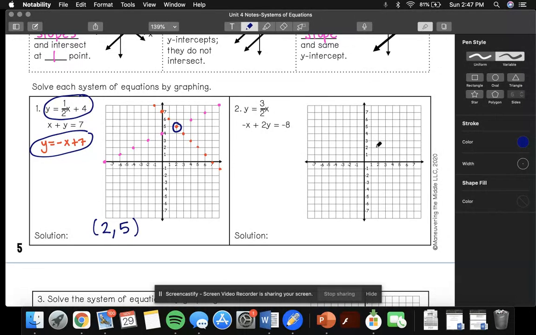All right, so this one, y equals 3/2x. It starts at 0. You go up 3, right 2. And then you go backwards.